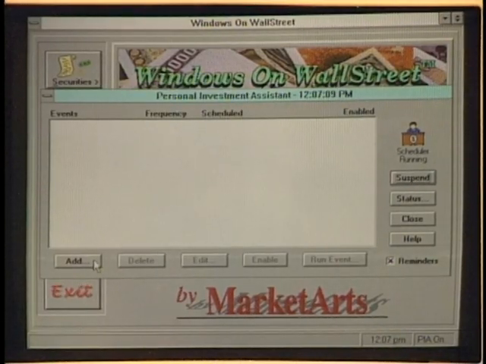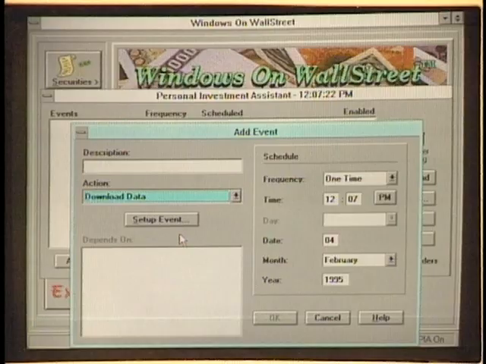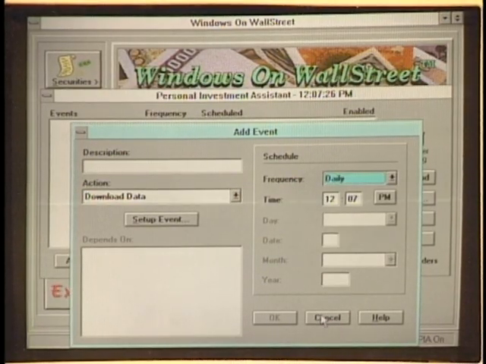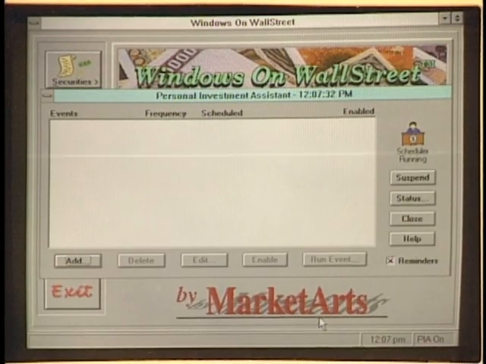What we can do, the investor typically is very busy. He's always active and doing a lot of different things, and he's ill-served if he doesn't pay attention to his daily investments. What we allow him to do is to come in and do an action, for example, download data, and then schedule on a daily basis when he wants to do that. So every night at 2 a.m. while I'm sleeping, sign on, go over to Prodigy, pull down the data, and I'll have it for me in the morning. Exactly. Okay, Windows on Wall Street, thanks very much.